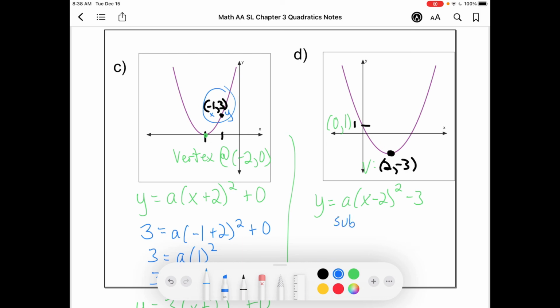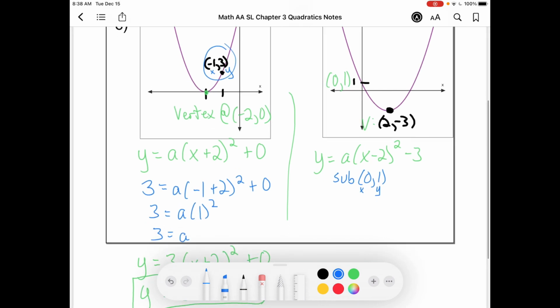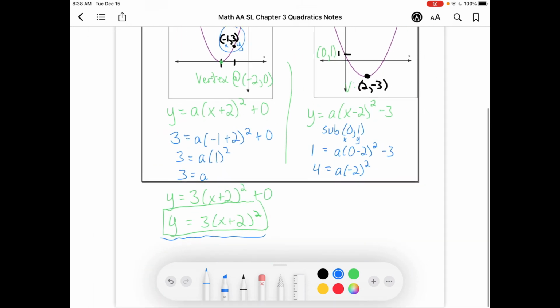Now we're going to sub in the point that we know, which happens to be 0, 1. Again, 0 is an x value, 1 is a y value. Let's see what happens. So 1 equals a times 0 minus 2 all squared minus 3. Let's move some stuff around. So that'll be 4 equals a times negative 2 squared, or 4a equals 4, or a equals 1. Oh, I'm not going to put a square around that because that's not my final answer.